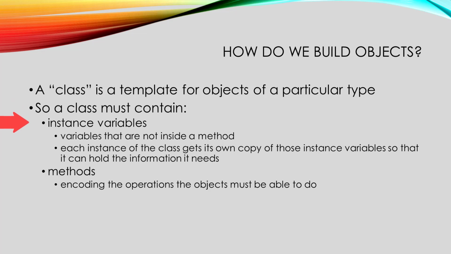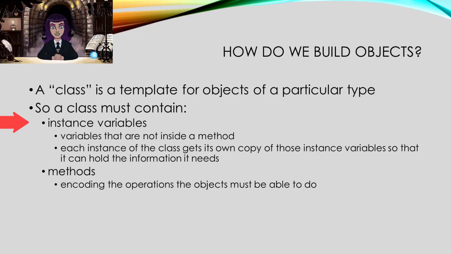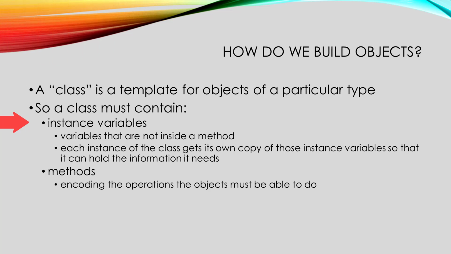We code the things the objects need to know in instance variables. An instance variable is a variable that is declared outside of any method. When we declare them this way, each instance of the class gets its own copy of those variables. So the alien class would have an instance variable that can hold a weapon. Each object, each alien in the system, gets its own copy of that variable. So one could hold a ray gun, while another holds a flamethrower. That's how we code what an object needs to know.